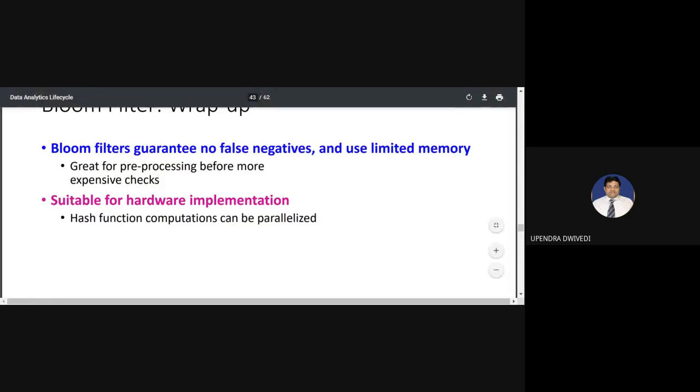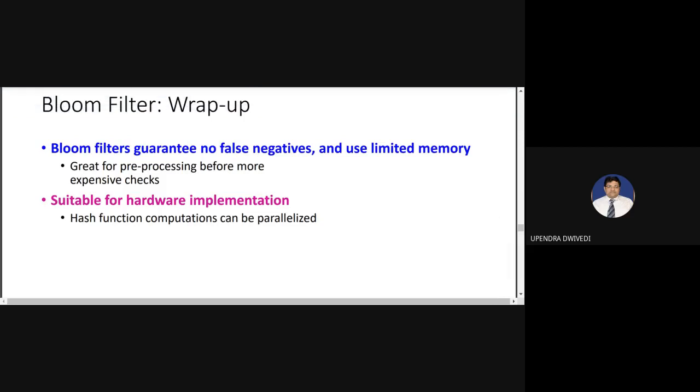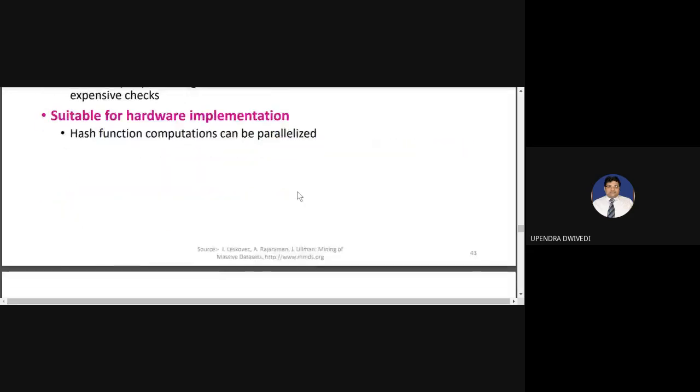It is great for pre-processing before more expensive checks. So you can use the Bloom filter for pre-processing your data stream, so that if you apply more advanced analytics approaches on your stream, you reduce the computation time. You should reduce the unwanted content that should not be analyzed. It is suitable for hardware implementation, as hash function computation can be parallelized. So these are a few points related to Bloom filters.